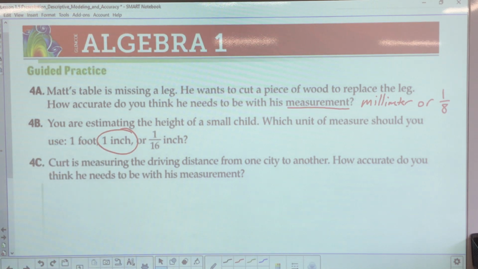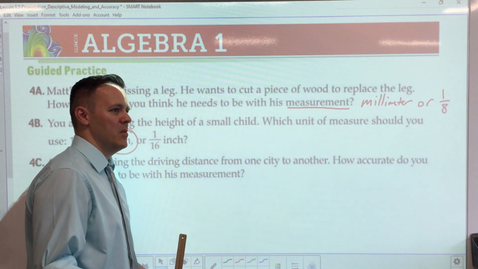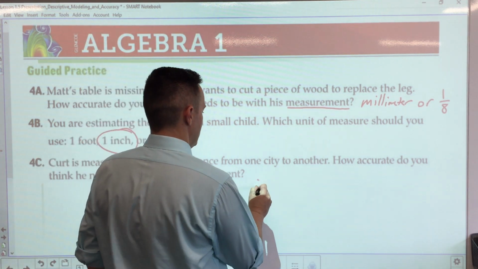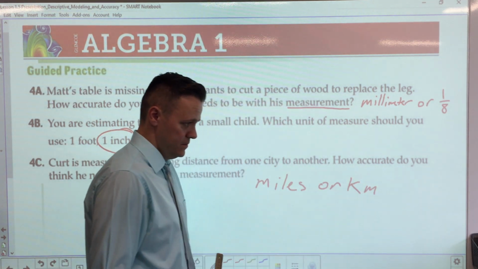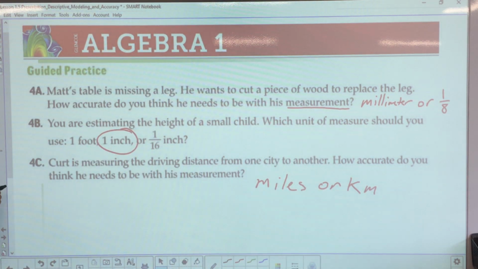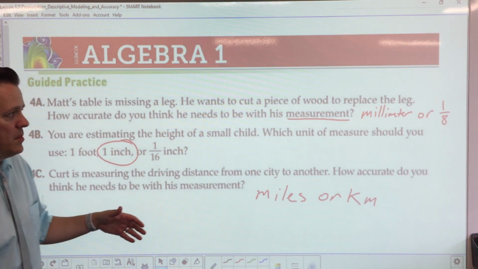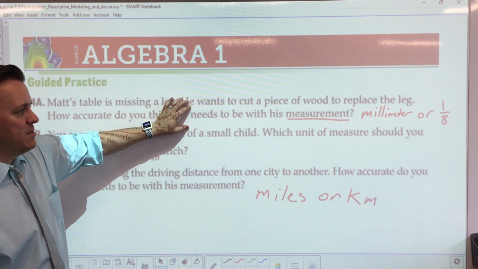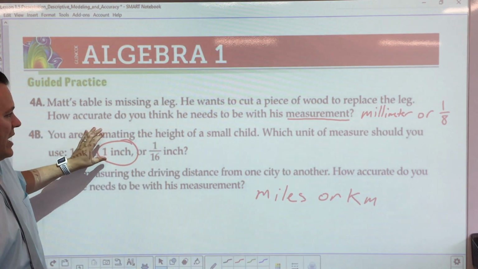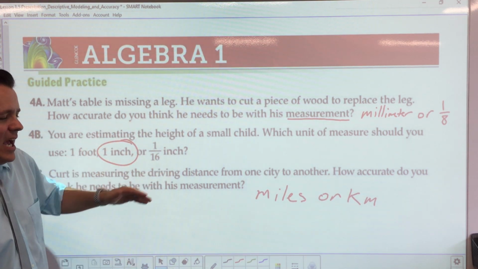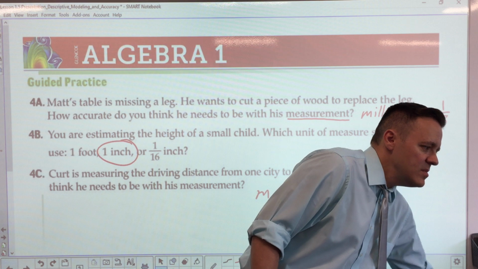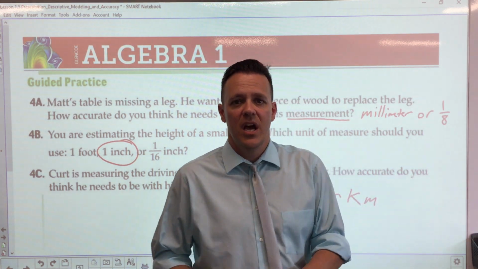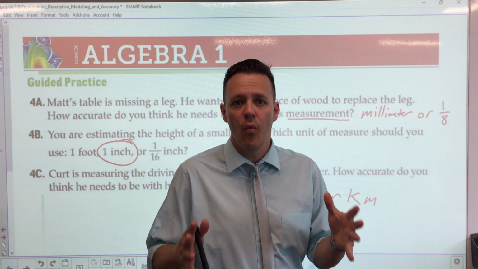Kurt is measuring the driving distance from one city to the other. How accurate do you think he needs to be with his measurement? Remember, if you're going from a long place to a long place, you could use either miles or kilometers. Hopefully you understand the scenarios behind this. So remember, if you're going for precise measurements, you'd be going smallest. If you're estimating the height of something, it's the middle number, and a long way away is when you want to use the bigger number. Please understand the measurements, because as we keep going with these models, it's going to ask you, and you're going to have to make the determination of what is appropriate in size.